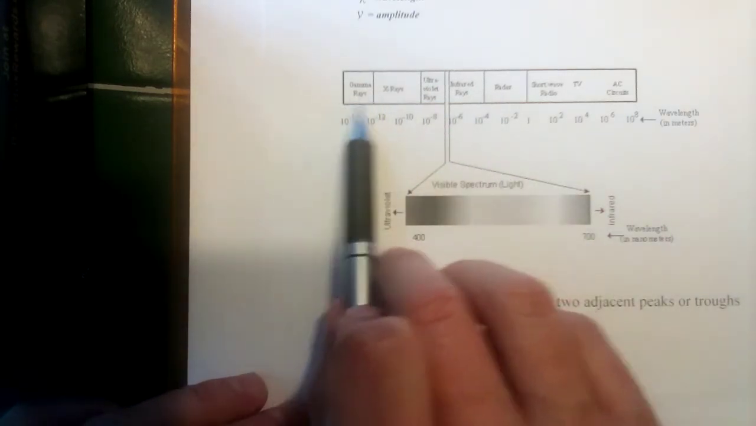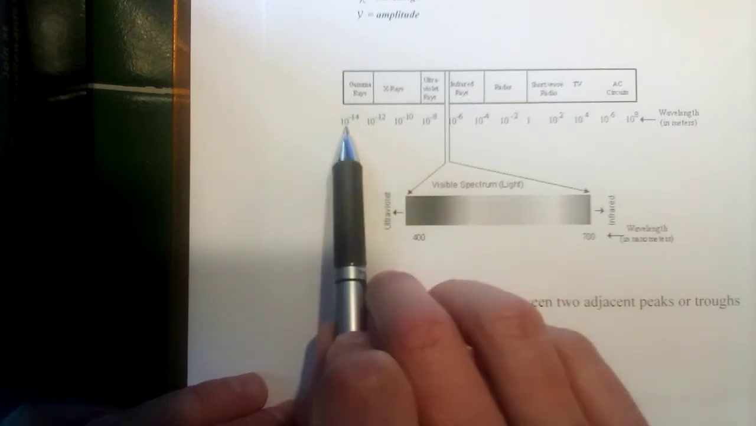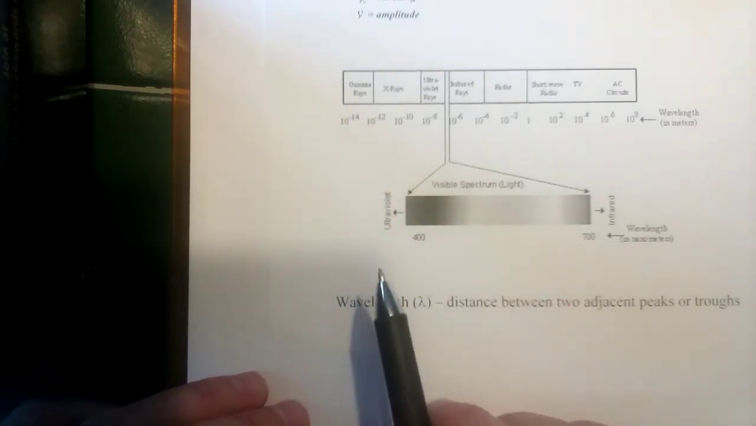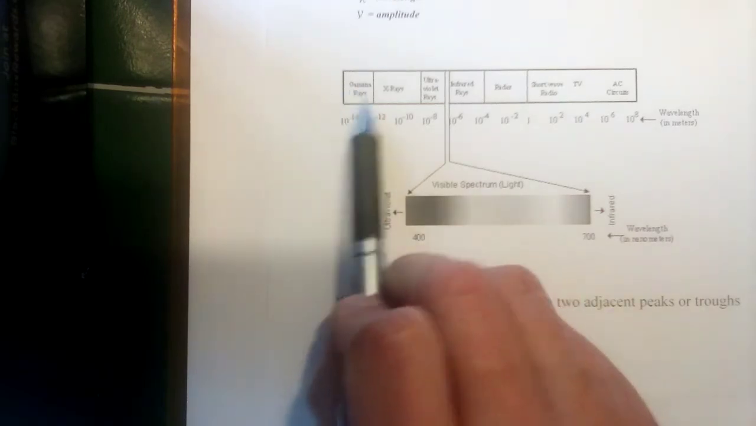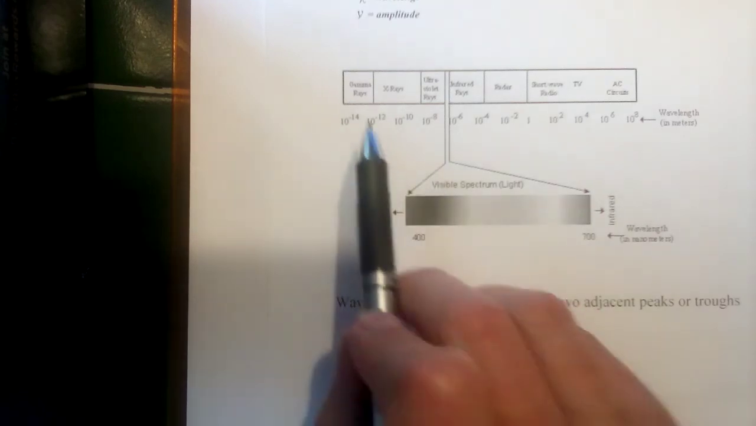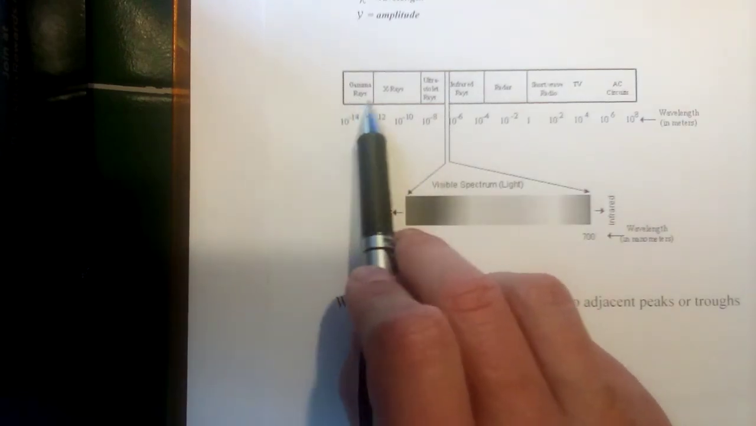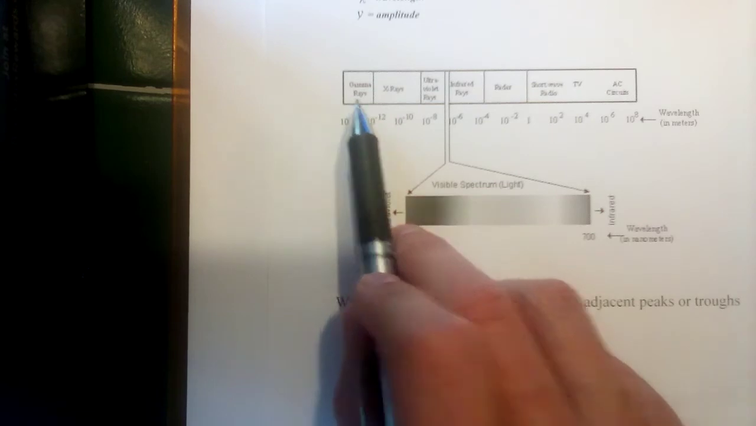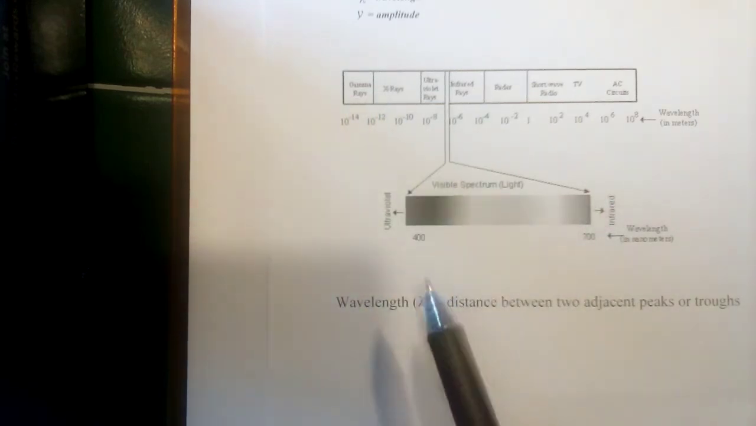And then even higher energy and shorter wavelength would be gamma rays. Gamma rays are often associated with radioactive decay and radioactive fallout, that sort of thing. In comic book movies, gamma rays are what turns you into the Incredible Hulk, at least that was in the original comic book.